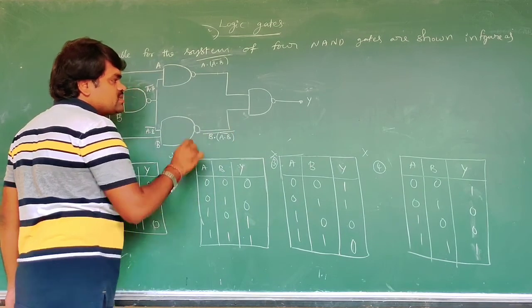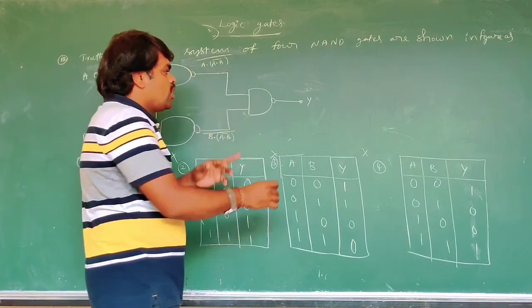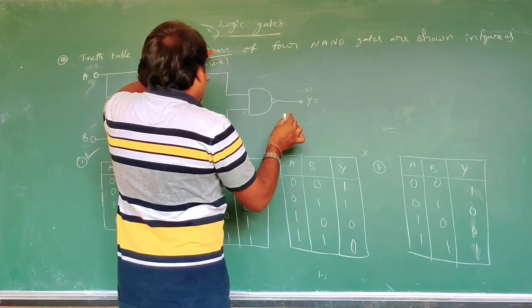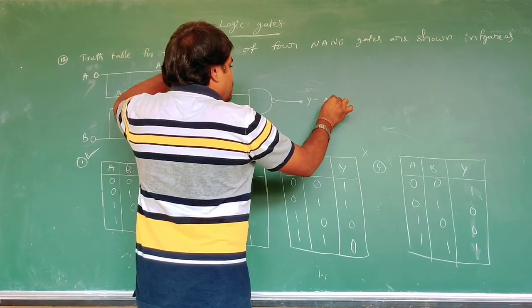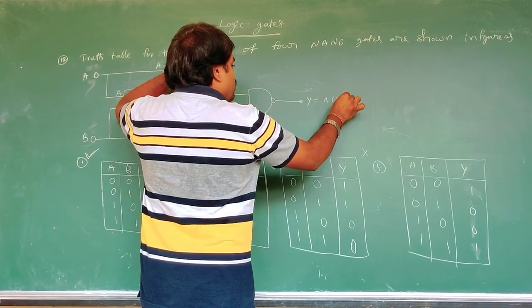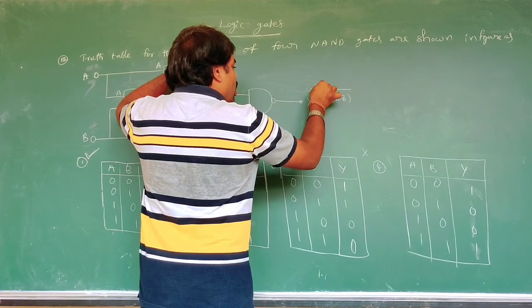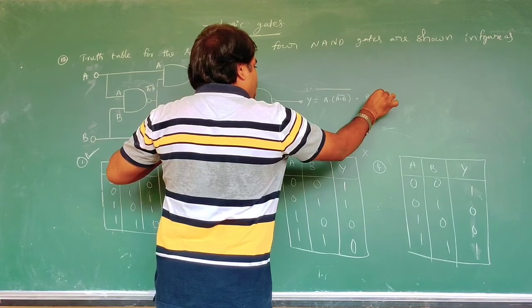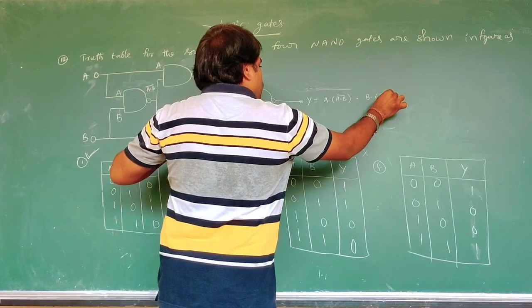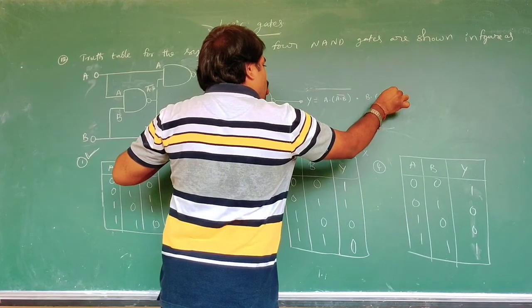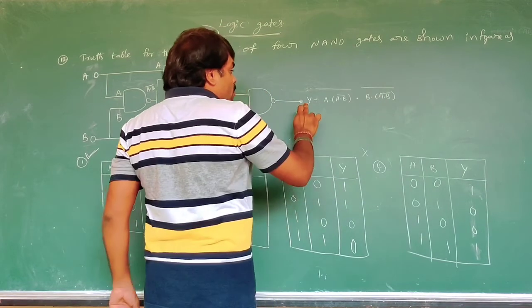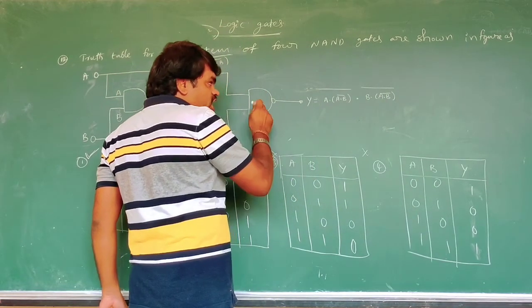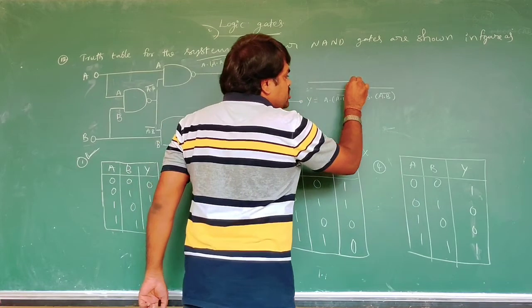Whole bar. This. Now again this. What you get right here? This A dot B bar whole bar, dot B dot A dot B bar whole bar. But it is a AND gate, not a NOT gate, NAND gate. NAND gate means it's a whole bar.